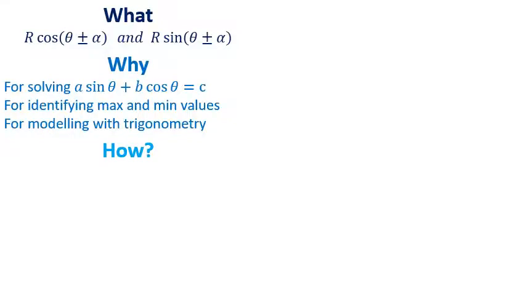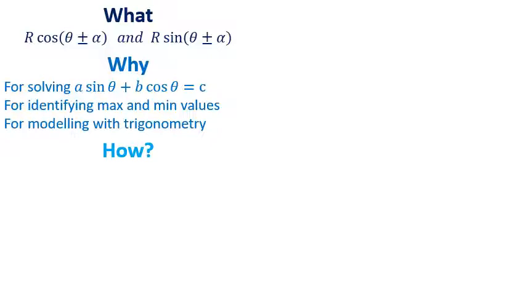Welcome to part 2. To recap, we're looking at how we can combine trig functions together. If we have some multiple of sine theta and some multiple of cos theta added or subtracted, and we want to either solve equations involving those, or easily identify the extreme values, the maximums and minimums, or we want to deal with a modeling question that involves various trig functions added together to make things look complicated, we can convert our two separate trig functions that are trying to be added or subtracted into one single trig function.